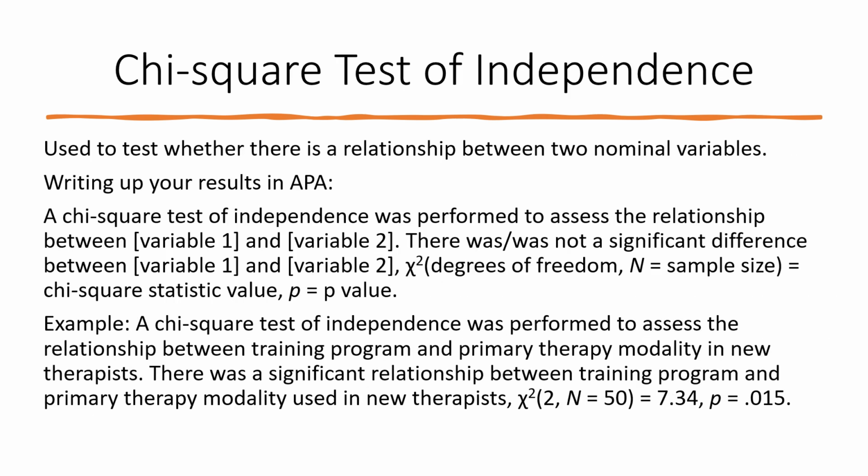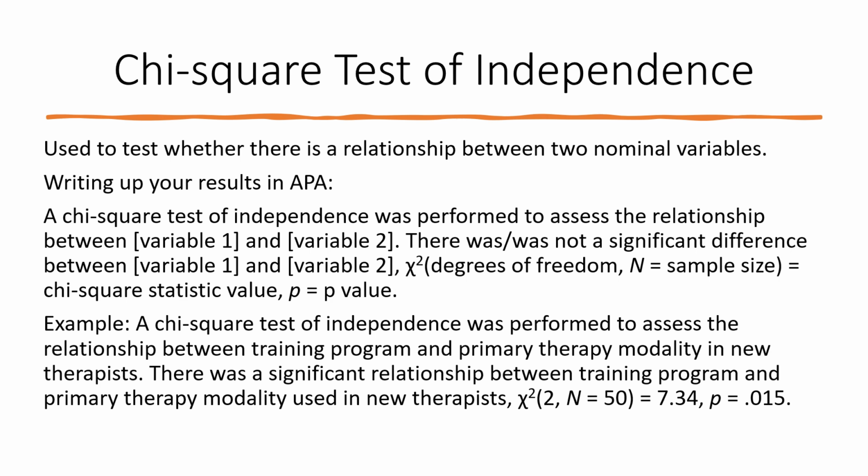Lastly, we have the chi-square test of independence, which is used to test whether there is a relationship between two nominal variables. When you're writing up your results in APA, again, you want to be specific with which test you ran. So this says a chi-square test of independence was performed to assess the relationship between variable 1 and variable 2. And then you state that either there was or was not a significant difference between variable 1 and variable 2, followed by your chi-square with your degrees of freedom and sample size in parentheses, your chi-square statistic value, and then your p-value.